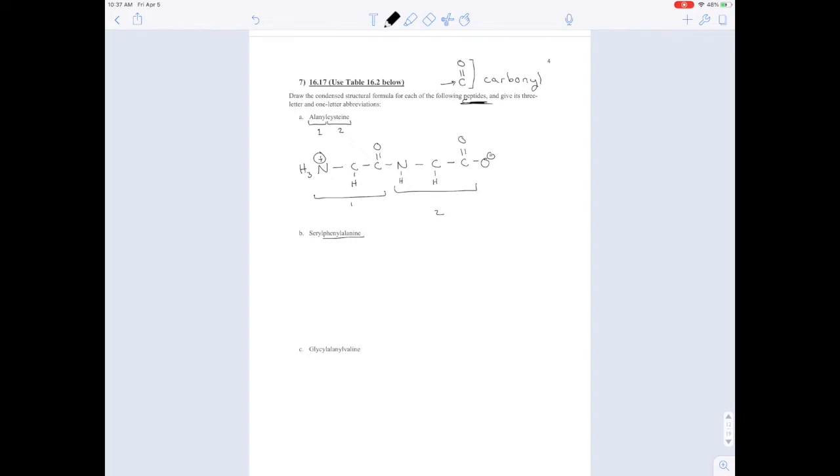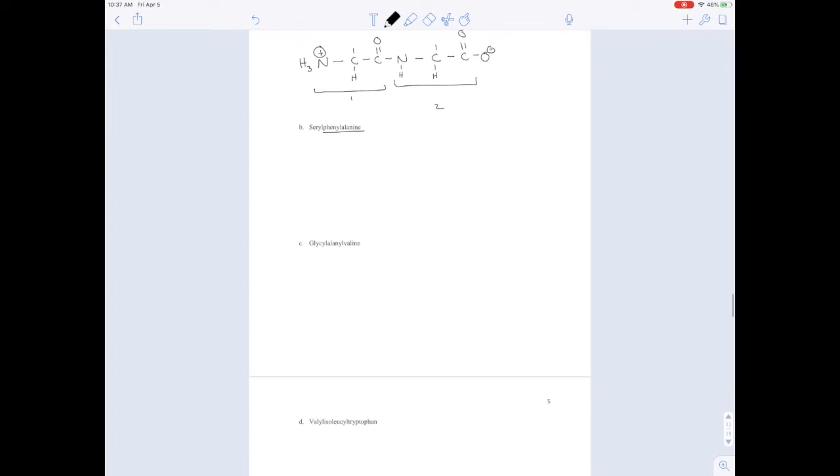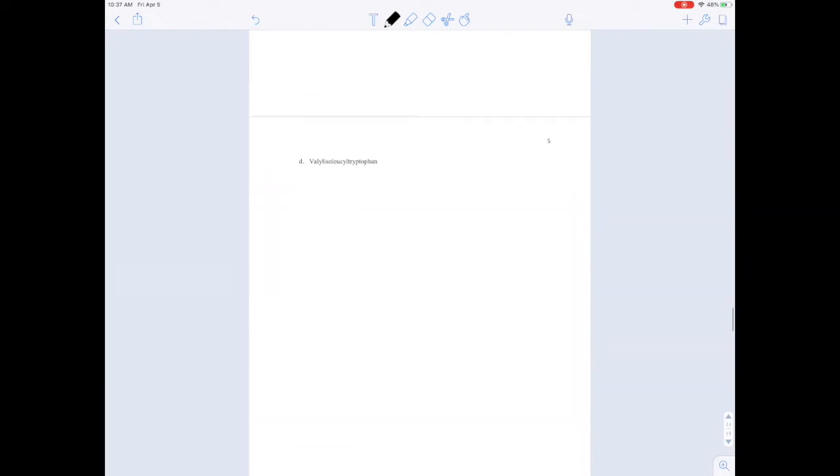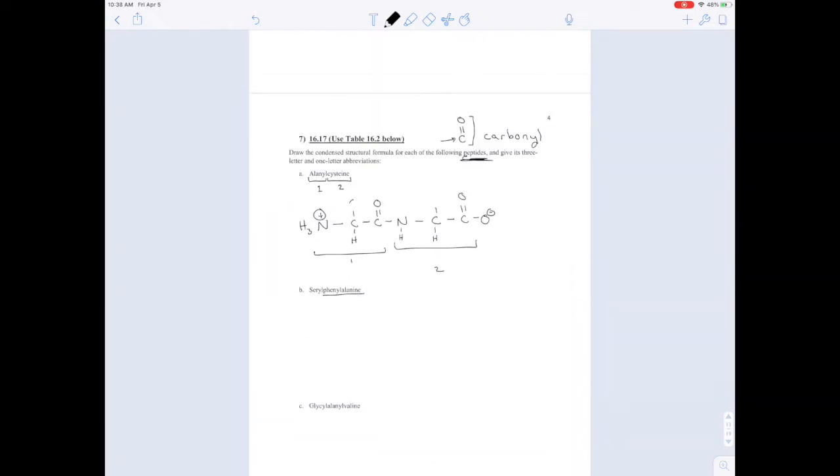For each of the carbons, they need a bond going up, and that's going to be the R group. The R group will be given by the name. Now, alanyl. The amino acid that most closely resembles that name is alanine, and so the R group for that is CH3. So we'd write CH3.